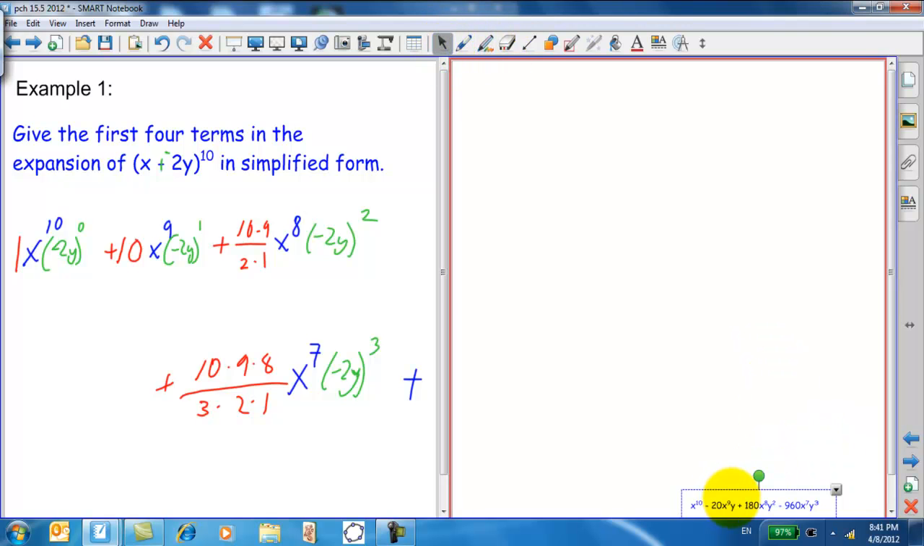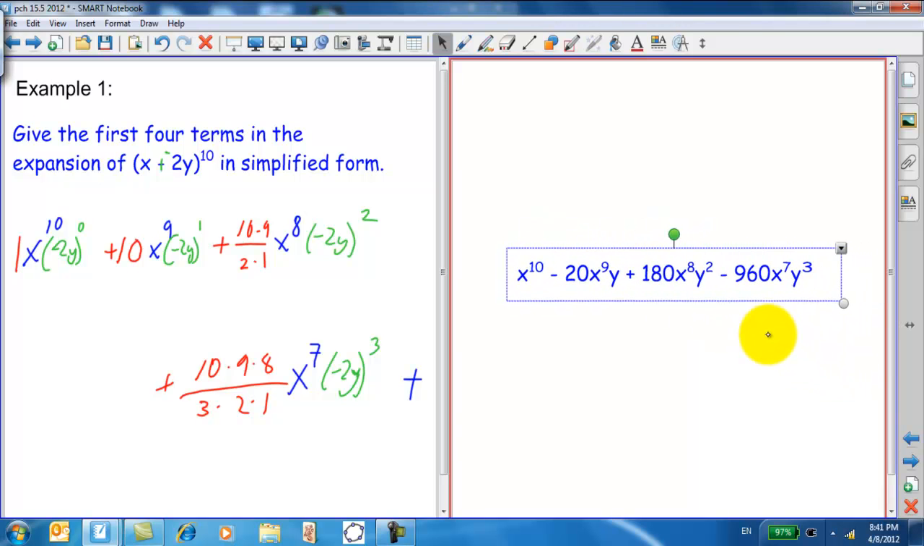Let's just make sure we agree with this. There's our x^10. Notice the second term is negative because of the negative 2 times 10, there's your negative 20. 180 goes back to being positive because negative 2 squared is 4, and then you multiply it by 10 times 9 over 2, that's 45, and 4 times 45 is 180. And then negative 2 cubed is negative 8, so it goes back to being negative again.